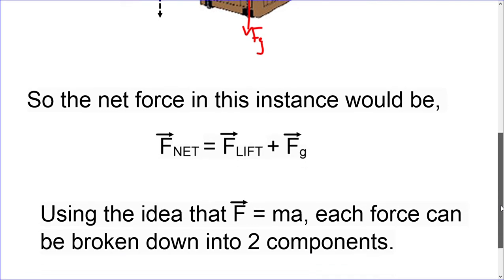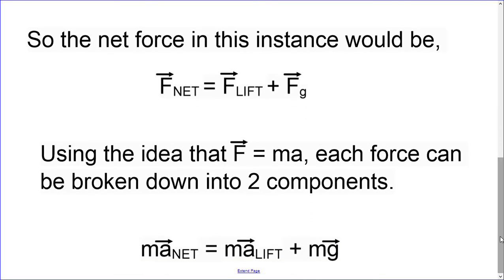So using the idea that F is equal to ma, each force can be broken down into two components. All we're saying here is that net force is equal to ma, where I have the net acceleration. The force of lift is still equal to ma, but in this case I have a lift acceleration. And then the force of gravity is equal to ma, but instead of a for acceleration, I know gravity is my acceleration in that instance.